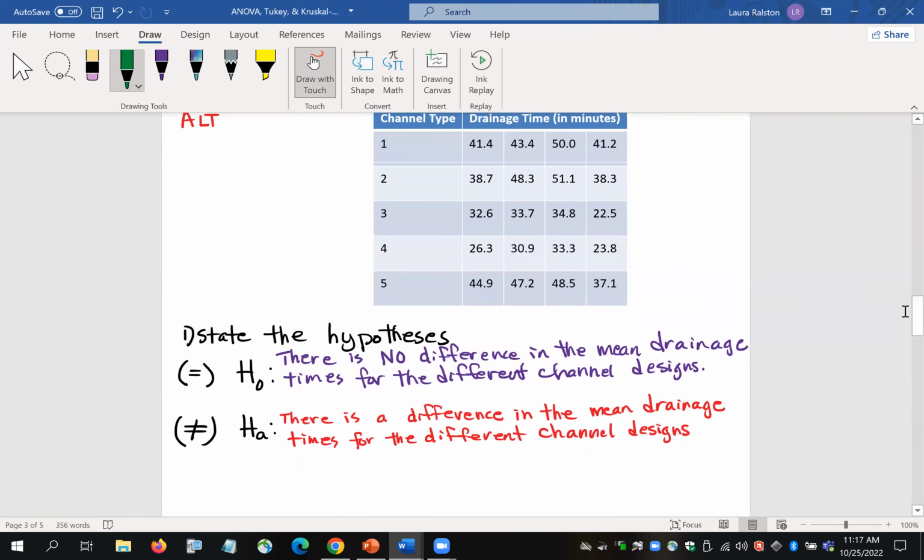Some people prefer symbols. And what we're comparing is the mean, or the average, excuse me, for each group. So we could write the mean of channel 1 is equal to the mean of channel 2 is equal to the mean of channel 3 is equal to the mean of channel 4 is equal to the mean of channel 5. Now, I don't know what that mean is. I don't know what that average value is, but I'm trying to say that they're all equal to one another. And so you can just write out that string of equal statements. In the alternative form, we would say at.